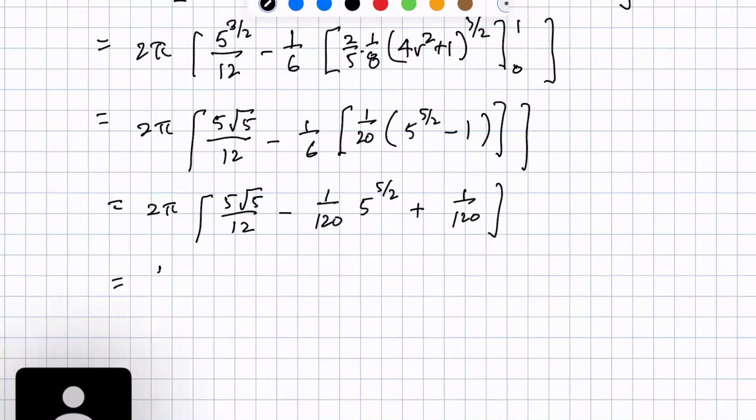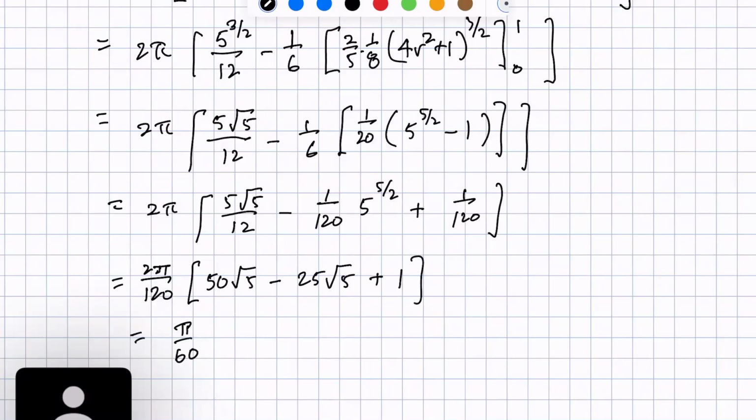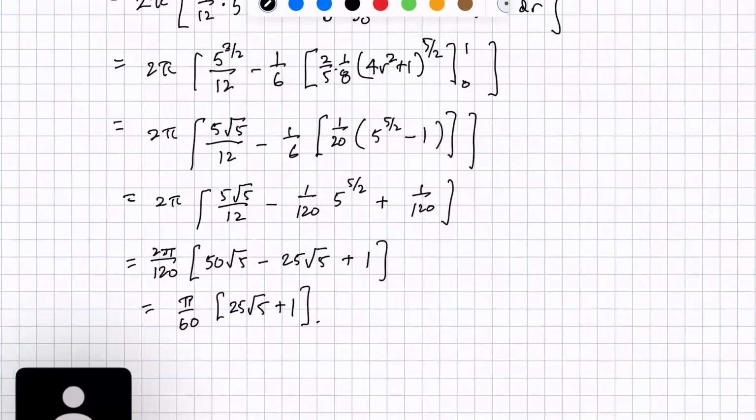So let's factor out a 1 over 120. The effect on this piece right here is that you actually multiply the top by 10, so I get a 50√5 minus, and I'm going to write this as 25√5 plus 1. So I get pi over 60 times 25√5 plus 1. And that's the answer.